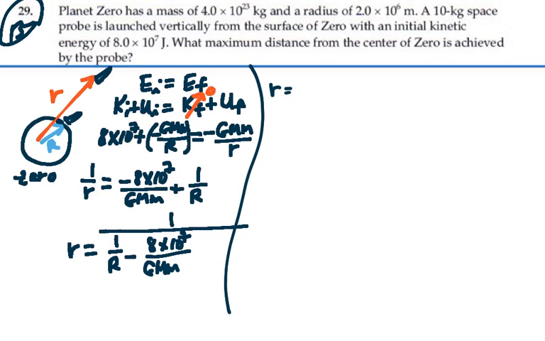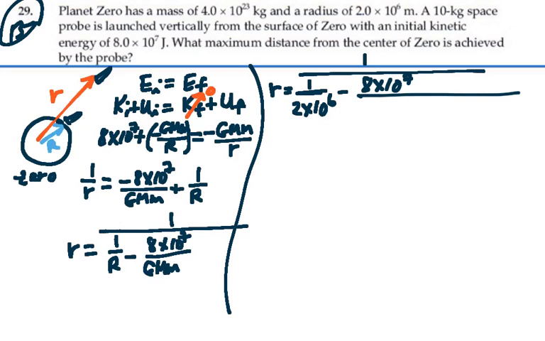So r is going to equal 1 over all that stuff, which is 1 over the radius of the planet, which is 2 times 10 to the 6, minus 8 times 10 to the 7, divided by GMm, which is going to be 6.67 times 10 to the minus 11, mass of the planet, 4 times 10 to the 23, and mass of the satellite, 10.